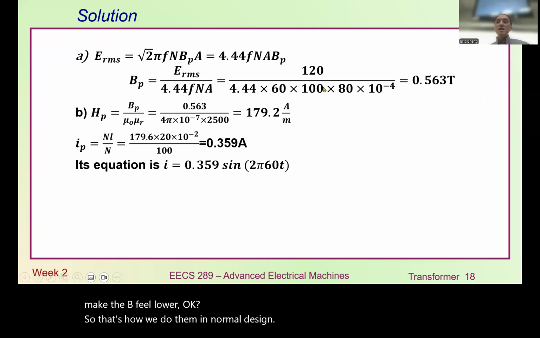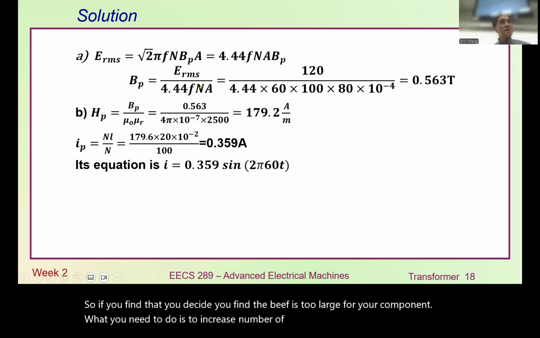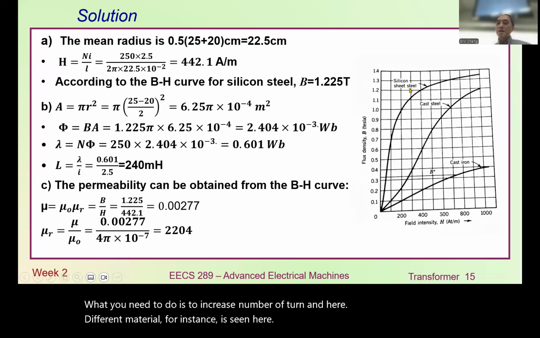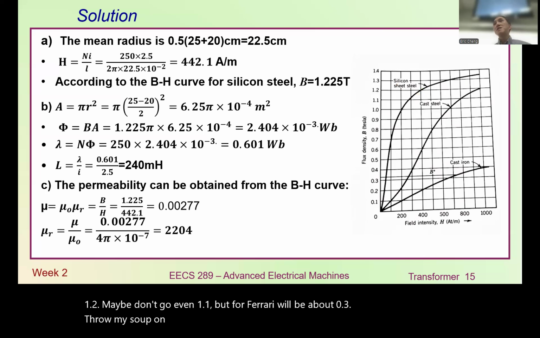So if you find in your design that the B field is too large for your component, what you need to do is increase the number of turns. How much should it normally be? It depends on the material. For instance, silicon iron will be saturated at, say, 1.2, so you don't go beyond 1.2. Maybe don't even go to 1.1. But for ferrite, it will be about 0.3. Ferrite 0.3. The powder iron core will be 0.7. So all materials are slightly different.